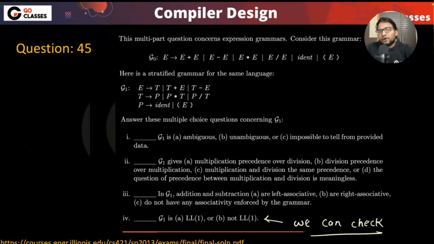And obviously they won't ask this in the exam. If it is ambiguous, then most probably they may ask, because for the ambiguous, as a human, maybe you can see if there are multiple parse trees. If this is unambiguous, they might not ask, for the unambiguous grammar.